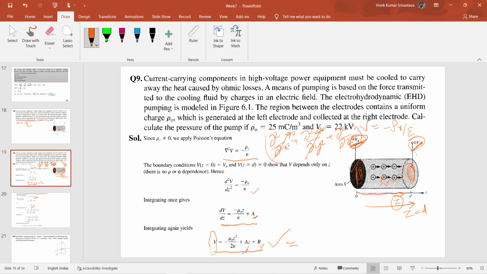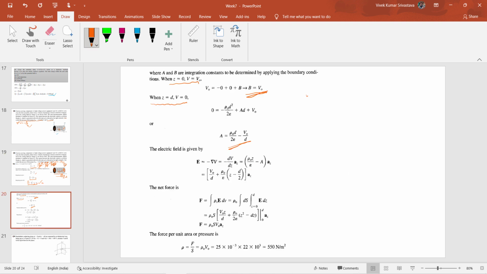So this will be equal to minus rho naught z square by 2 epsilon naught plus rho naught d by 2 epsilon naught minus V naught over d times z plus V naught. So this is my potential field.